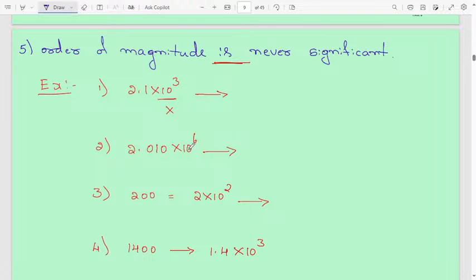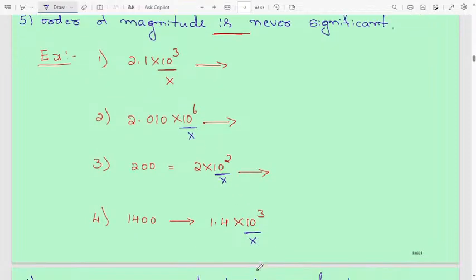Order of magnitude is like this: 10 to the power of 6, 10 to the power of 2, 10 to the power of 3. When you have an order like this, then these numbers are never significant. Don't consider that number when you are calculating significant values. 2.1 into 10 to the power of 3, this value has two significant figures, 2.1.